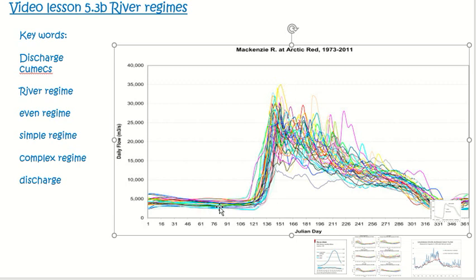Now this one is from 1973 to 2011, so each one of these coloured lines is a different regime for that river. They take all the regimes over the last 30, 40, 50 years, however long it is, and plot them in a different colour, so you can see the variation year on year. So don't let that confuse you either. Each one of these coloured lines is just a different year.